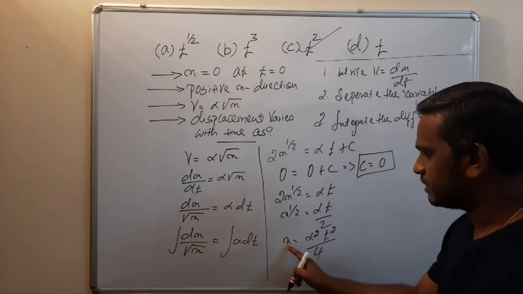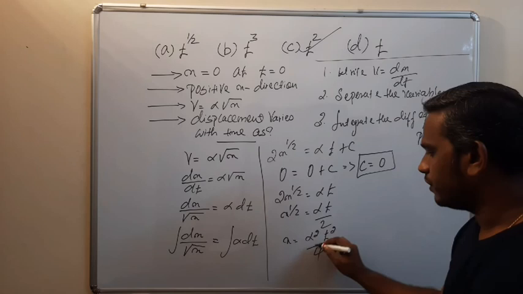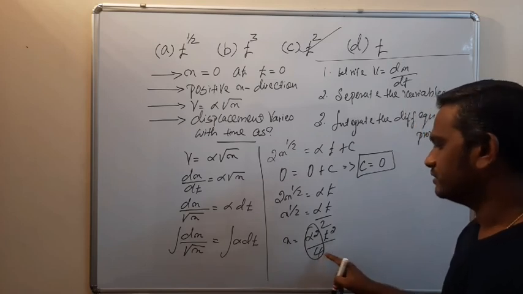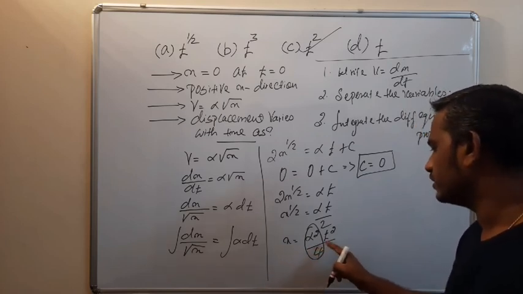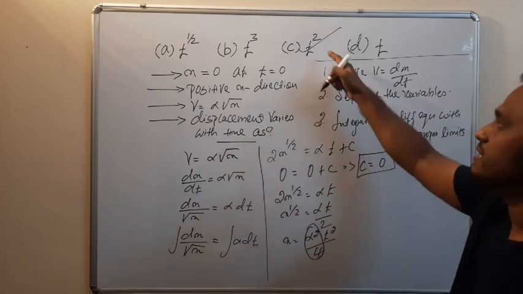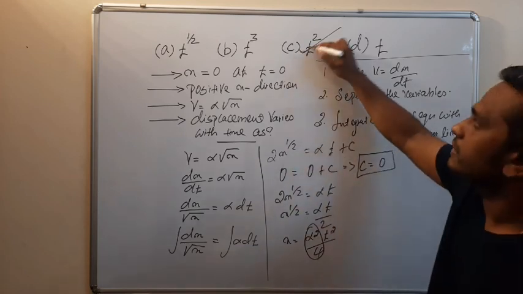So this is the displacement, x equal to alpha square t square by 4. Alpha is a constant, so alpha square by 4 is also a constant. So x is equal to some constant into t square. So the displacement varies with the time as the square of the time. So option C is the correct answer.